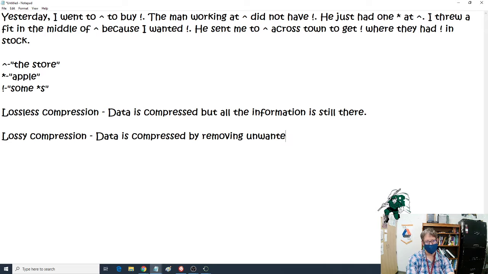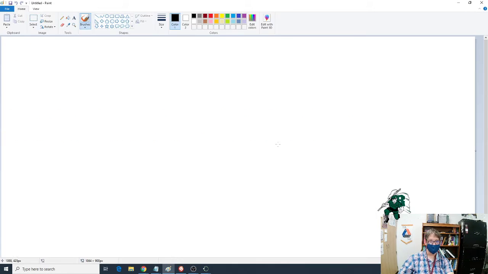Data is compressed by removing unwanted information. I wanted some apples, I threw a fit, I had to go to another store to get apples. TLDR, same idea, right? Another idea is let's find a picture.